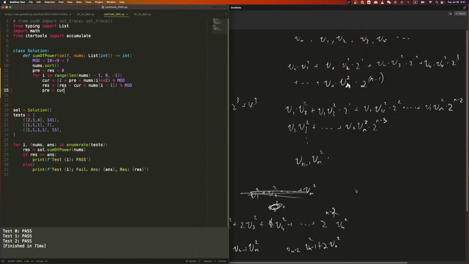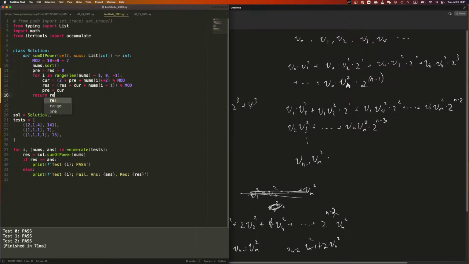Then we go again. Now it's 2 times this, right? Because we start from the last one. So the next one we're pointing to this. So 2 times this plus this squared, and multiply by this. And then we go all the way down, and then we return res.